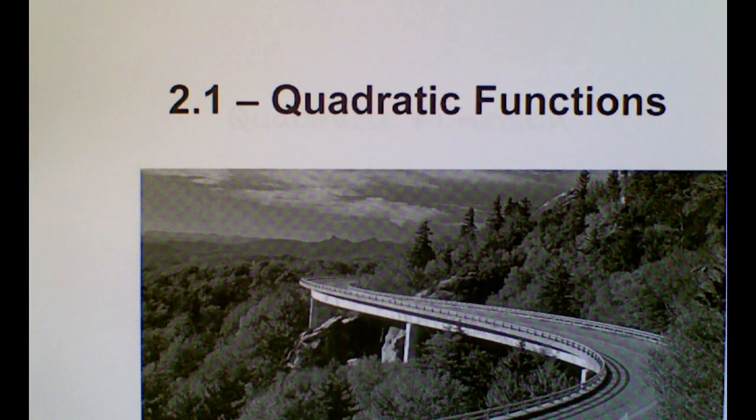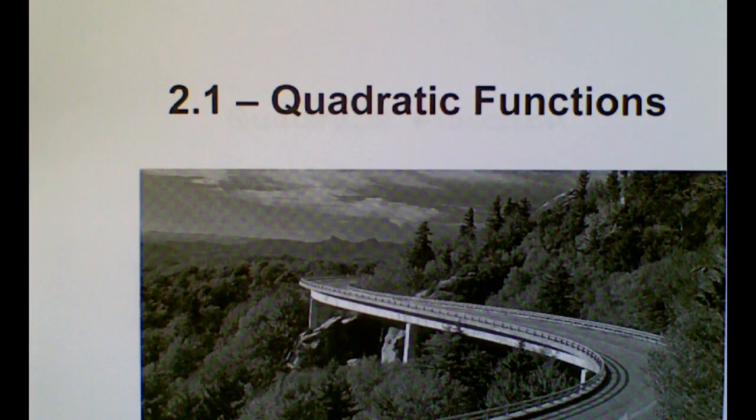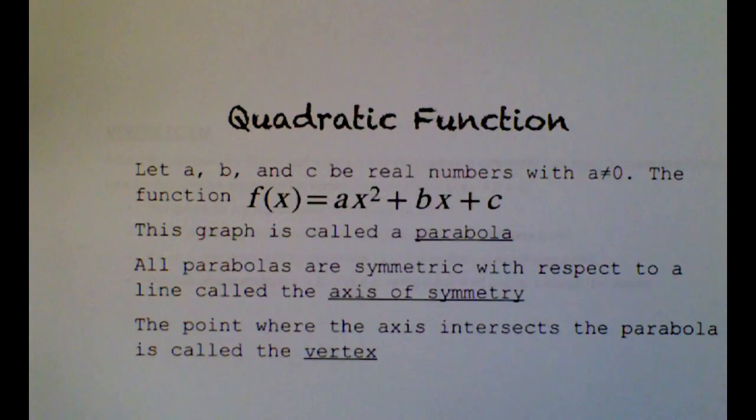All right, and now we're going to talk about section 2.1, quadratic functions. A quadratic function: if a, b, and c are real numbers and a is not 0, then f of x equals ax squared plus bx plus c is a quadratic function. The graph is called a parabola, and all parabolas are symmetric with respect to a line that we call the axis of symmetry. The point where the axis intersects the parabola is called the vertex.